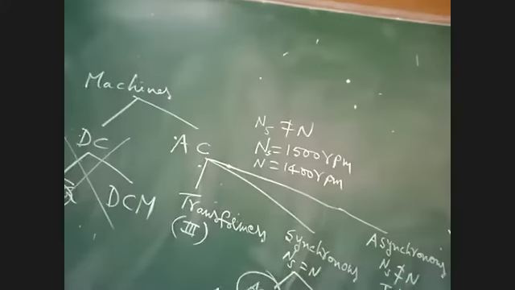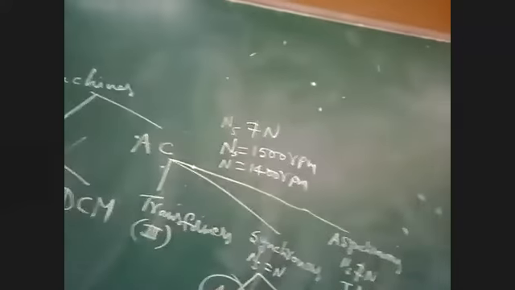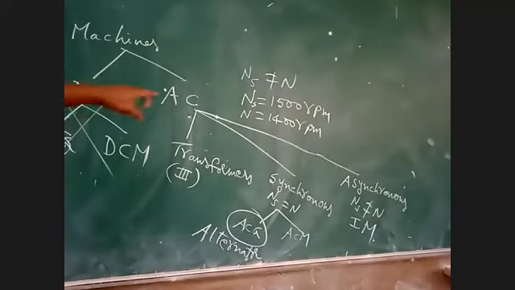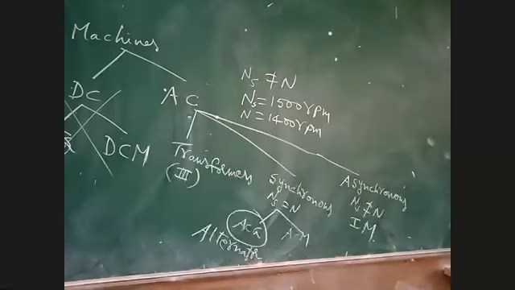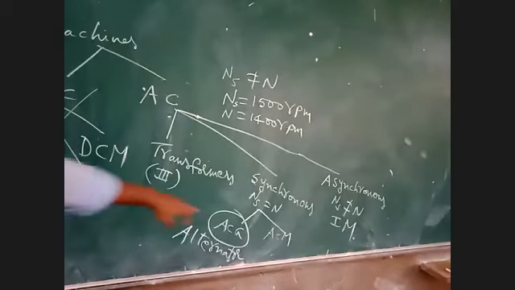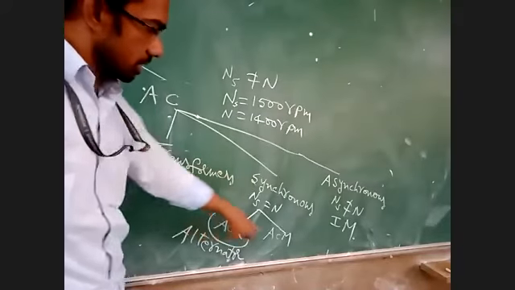In the starting of the class today, I had told: AC machines, we have already completed the transformers. Synchronous machines are of two types: AC generator and AC motor.